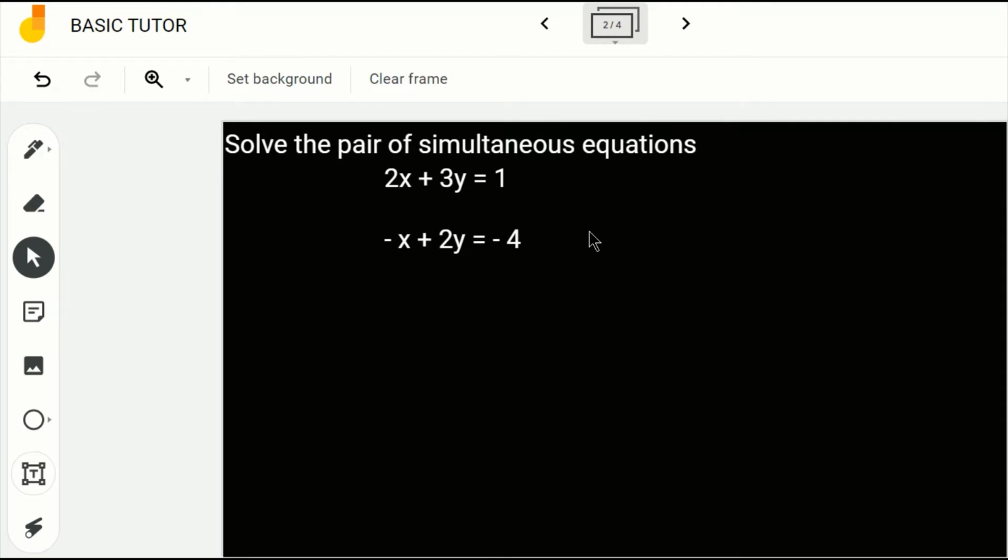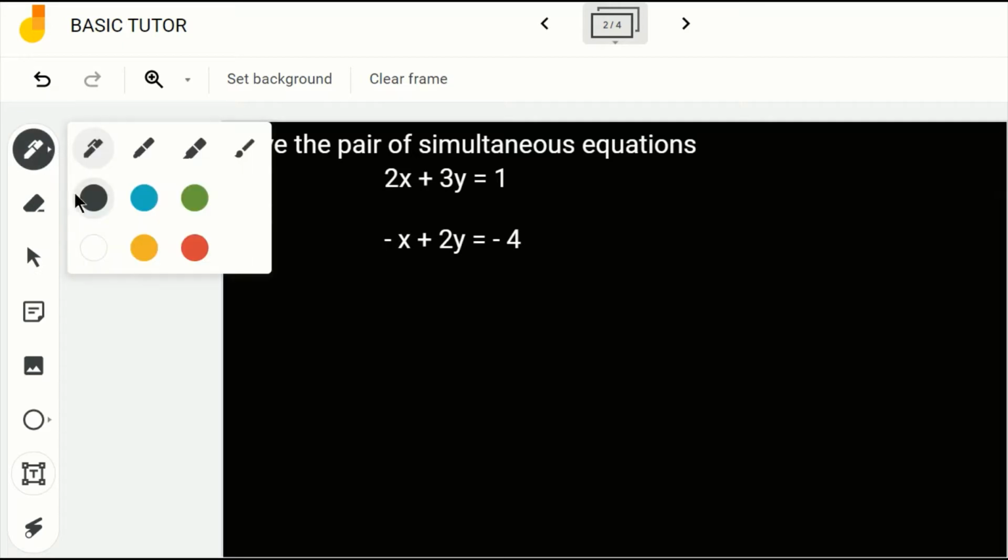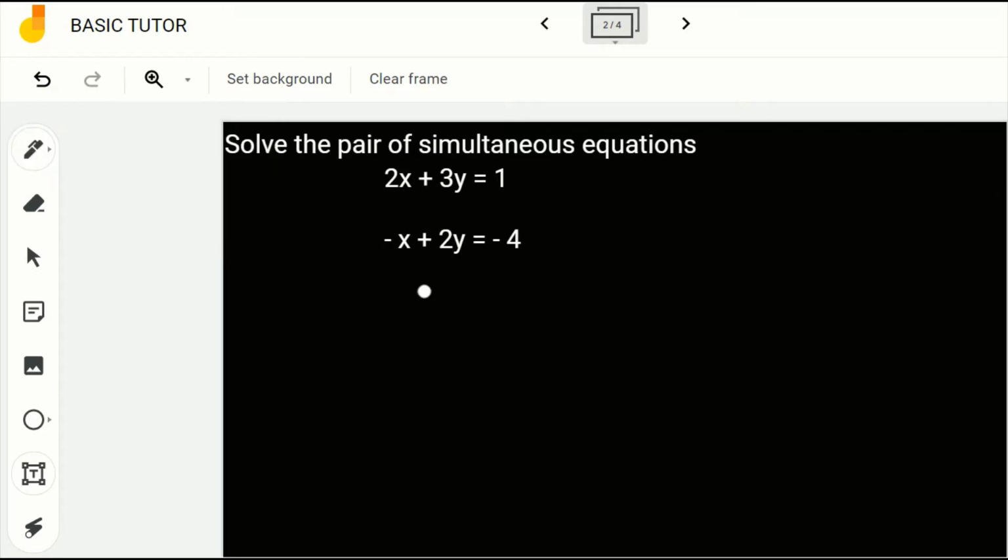Now we're asked to solve the pair of simultaneous equations. We are given 2x plus 3y equal to 1, and negative x plus 2y equal to negative 4. We can call this equation 1, and we'll call this equation 2.